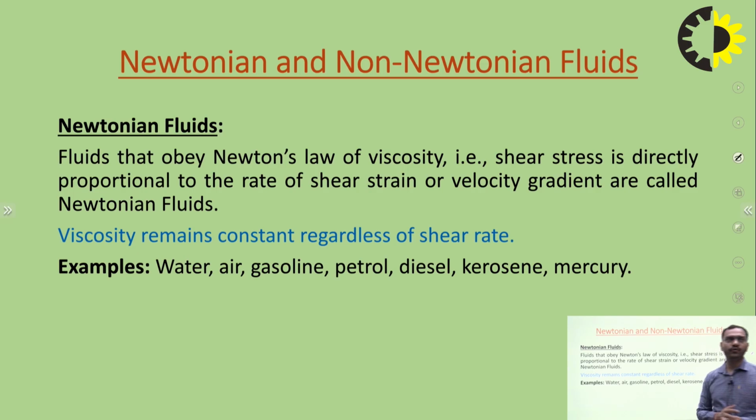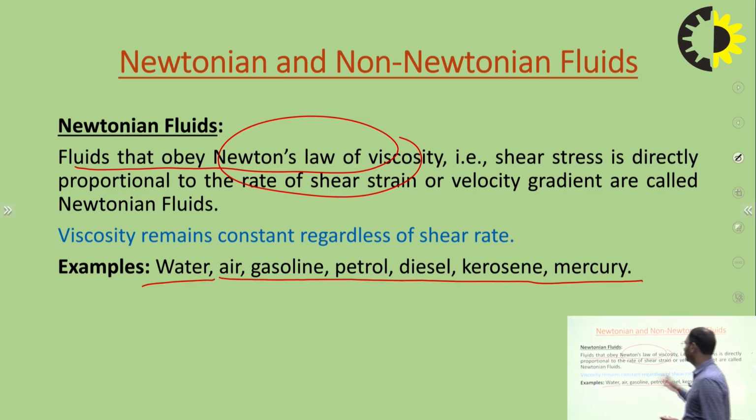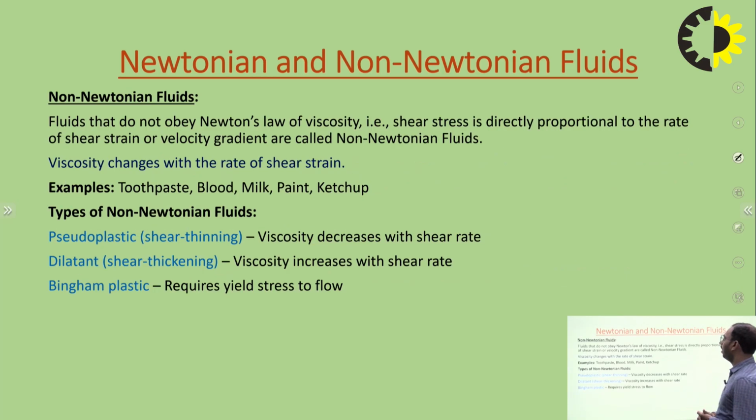Then what is Newtonian and non-Newtonian fluid? Basically, Newtonian fluids are those fluids which obey Newton's law of viscosity. That is, those fluids which follow Newton's law of viscosity are called Newtonian fluids. And what is Newton's law of viscosity? The shear stress is directly proportional to the rate of shear strain or velocity gradient. So this type of fluids comes under the category of Newtonian fluid, and examples of these fluids are water, air, gasoline, petrol, diesel, kerosene, mercury. These are Newtonian fluids.